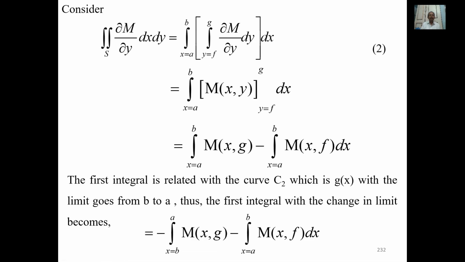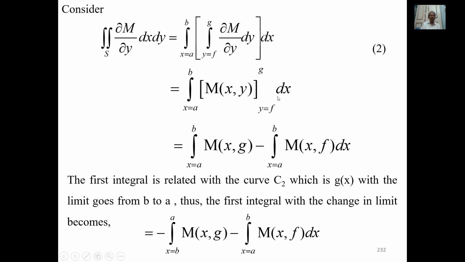Now, in Green's theorem, let us consider the right hand side, the first term. The first term is the double integral of partial dM by dy dx dy. So we have two limits: for x, it goes from a to b, and for y, from f to g. So dM by dy dx. After integrating with respect to y, that will give us M as a function of x comma y, with the upper limit g and lower limit f, dx.